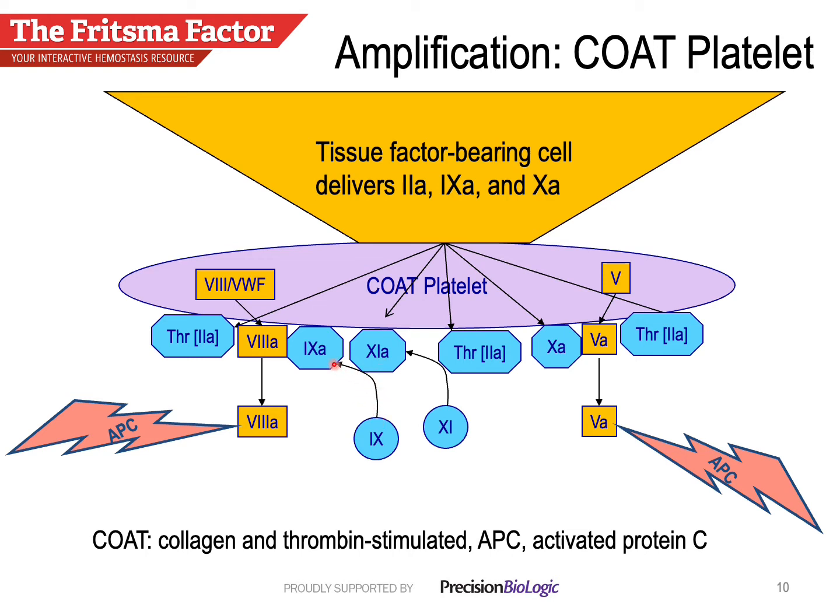9a from the tissue factor bearing cells binds 8a on the COAT platelet, and 10a binds 5a on the surface of the COAT platelet. Further, 11 binds 9 on the surface of the COAT platelet, where it activates the 9 from both plasma and platelets and from the tissue factor-bearing cell. Activated protein C controls this process, but only in healthy, uninjured tissue.